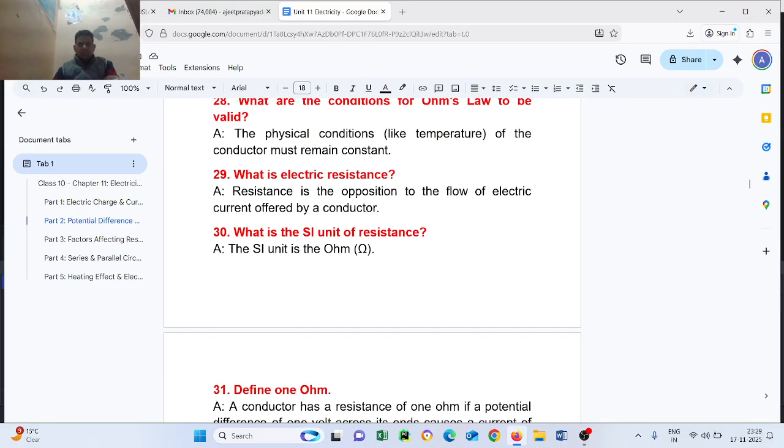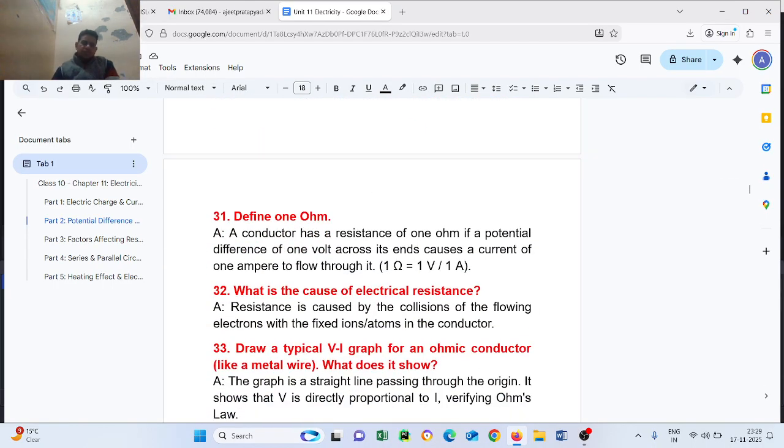Question number 30. What is the SI unit of resistance? The SI unit of resistance is the ohm. Define 1 ohm. A conductor has a resistance of 1 ohm if a potential difference of 1 volt across its ends causes a current of 1 ampere to flow through it. 1 ohm equals 1 V upon 1 A.